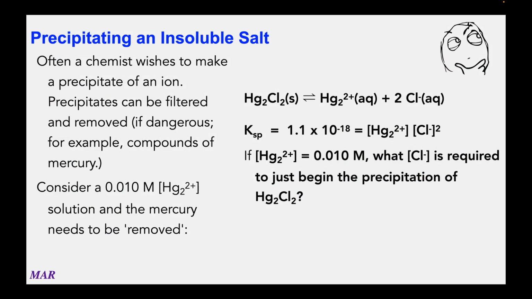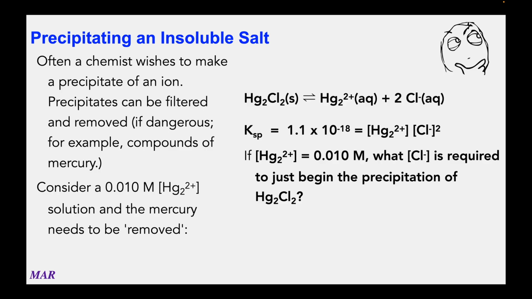In these kinds of problems, it's very common for a chemist who wishes to make a precipitate of an ion, all right? If you make a precipitate, you can filter the solution with a piece of filter paper, and the solids will be extracted from the liquid, and you can remove them. And if they're dangerous, for example, that can be kind of important. So if you have, for example, in this problem, mercury, maybe you want to get rid of the mercury, which is probably not a bad idea.